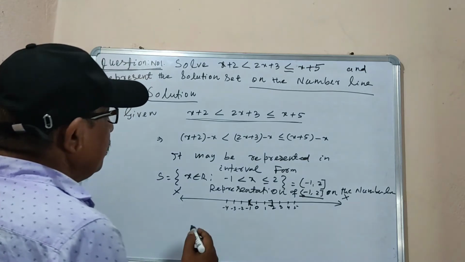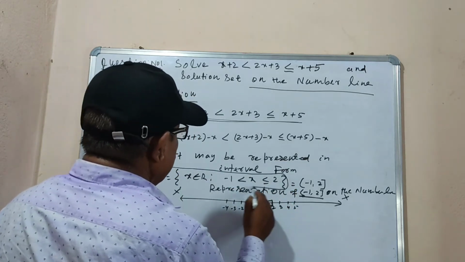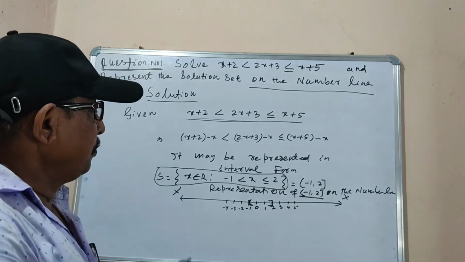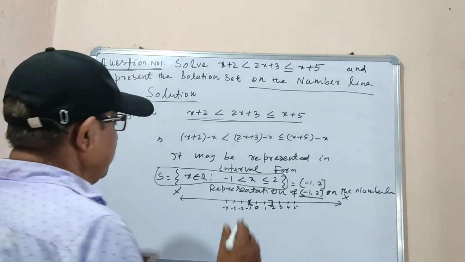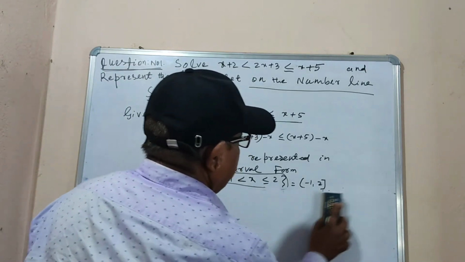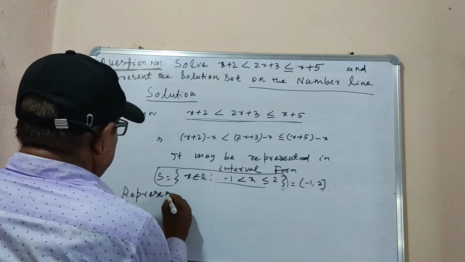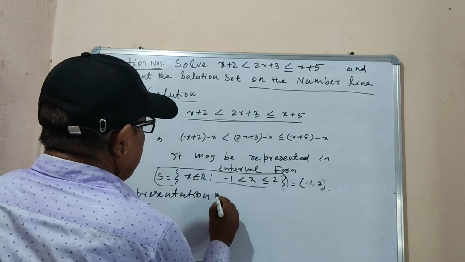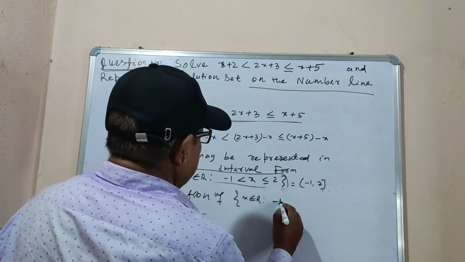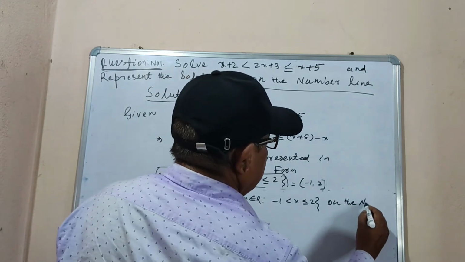Next, we represent this set, a simpler inequality set, on the number line. Again, this is the number line. Representation of this set, x belongs to R, minus 1 less than x less than or equal to 2, on the number line.